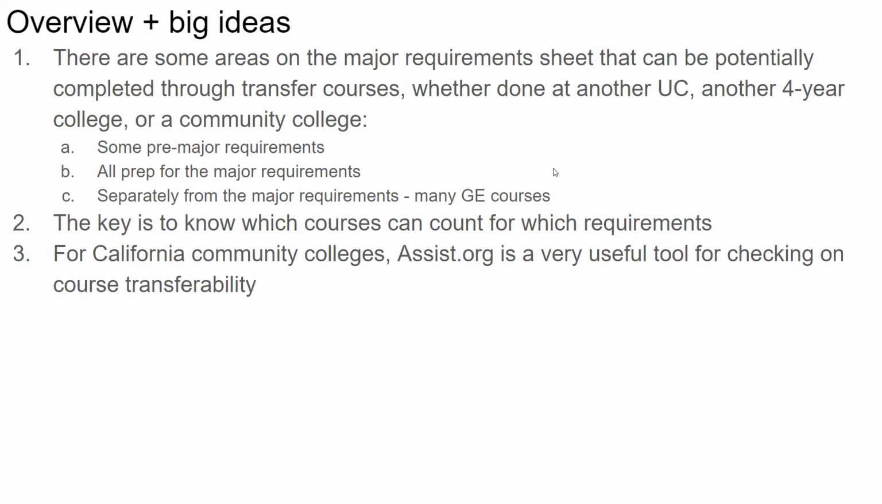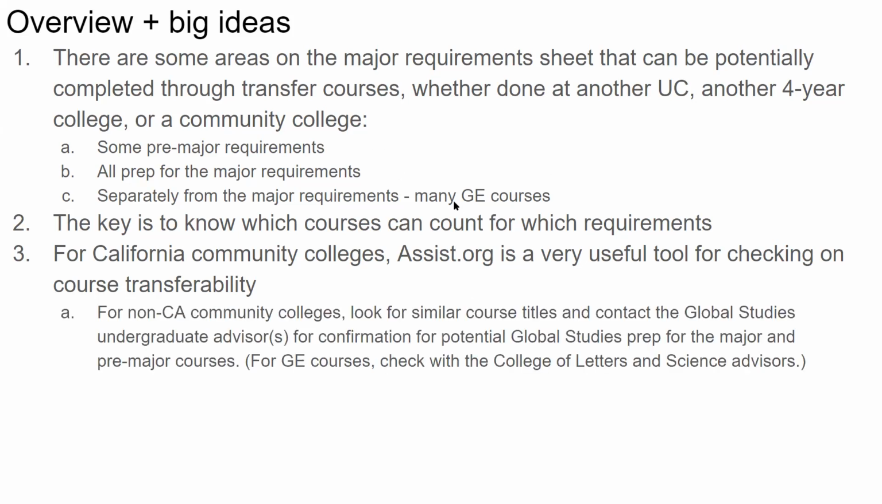For California community colleges, like we said, assist.org is your very useful tool to check on course transferability. And for non-California community colleges, or for four-year institutions, including other UCs, which do not automatically link up with UCSB's course descriptions, you're going to look for similar course titles and contact the Global Studies undergraduate advisors for confirmation to see if you can use those towards prep for the major and pre-major courses, as well as potentially upper division major courses.